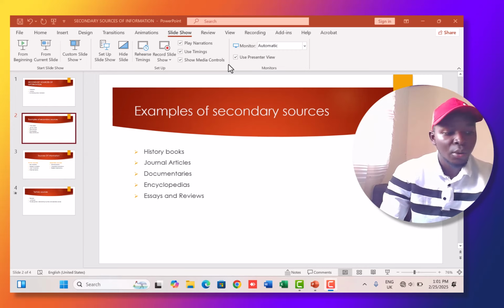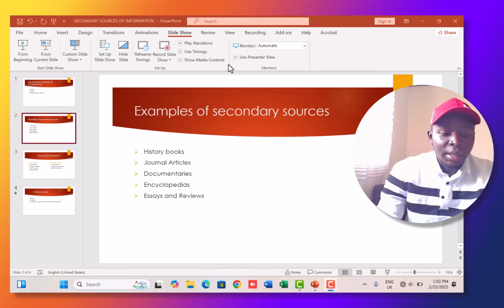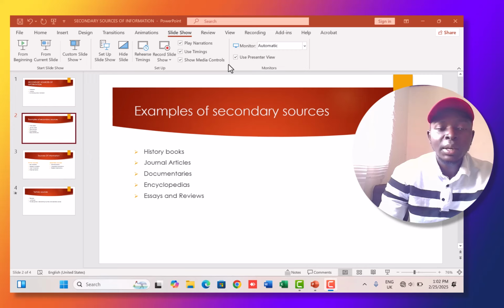And then finally, the essays and the reviews. The essays and reviews are just critical essays that provide analysis of literary work and historical events, often building upon the primary texts. You can talk of maybe movie or book reviews that interpret the content of a work.